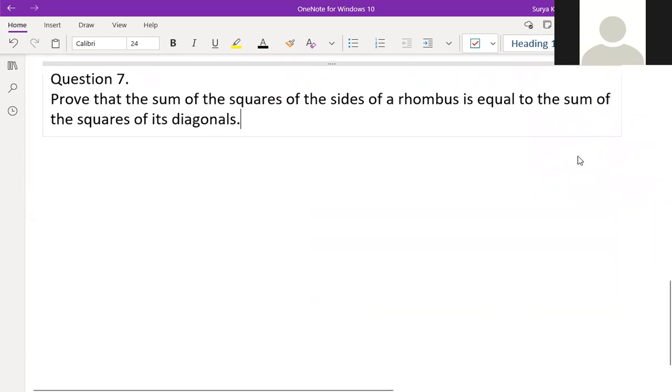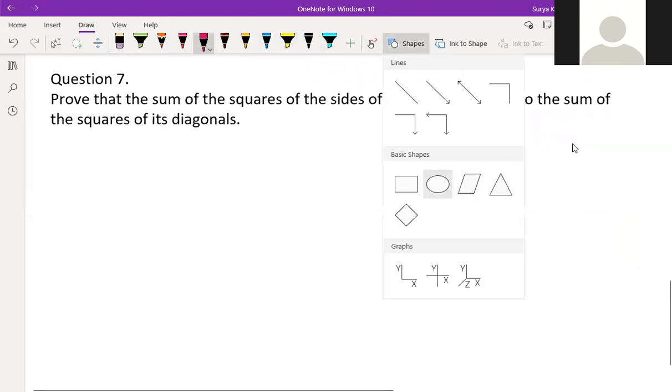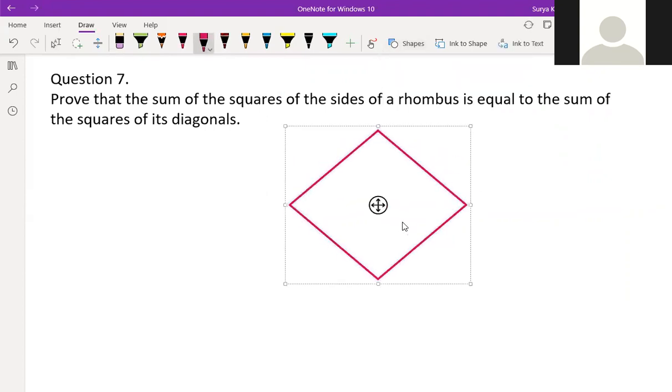Prove that the sum of the squares of the sides of a rhombus is equal to the sum of the squares of its diagonals. Rhombus, first you draw the rhombus. This is a rhombus, okay? The sum of the squares of the sides of the rhombus is equal to the sum of the squares of its diagonals. So what should you prove?